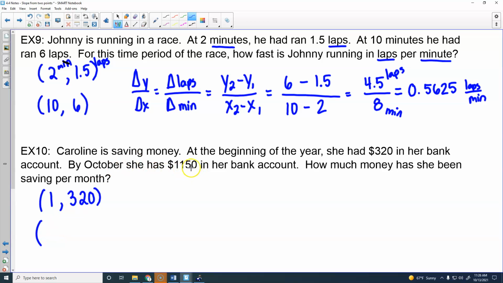October, she has $1,150. What should I do for that? 10, $1,150. And we'll assume, I probably should have put this in the problem, that this is from January 1 to October 1, right? Because if it's the end of October, that would change what we would put here. But we'll just assume this is 1st of January to 1st of October. Okay?